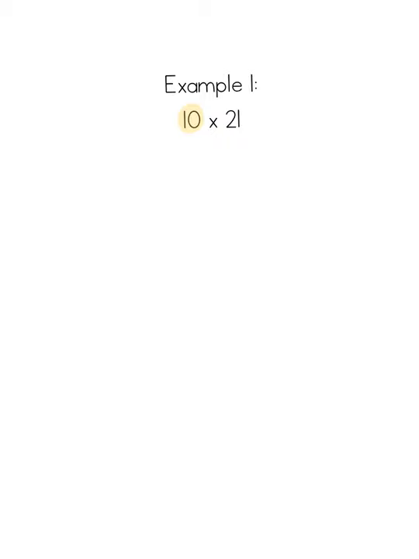And with the other number, I'm going to break it up by place value. And when I break 21 up by place value, I know that I'm going to have 20 and 1. And because I broke that up into two different numbers, that tells me that I'm going to have two problems that I'm working with.